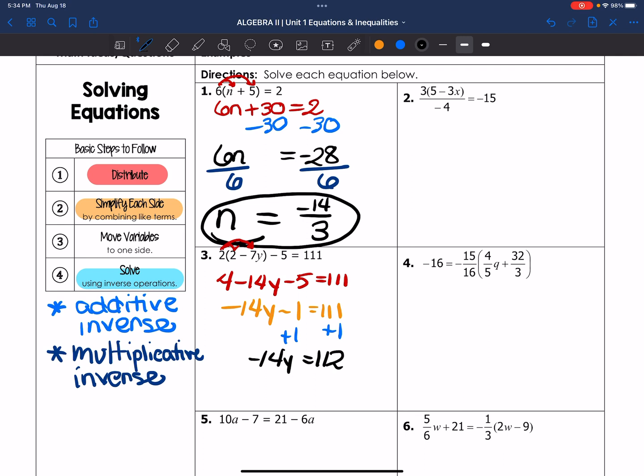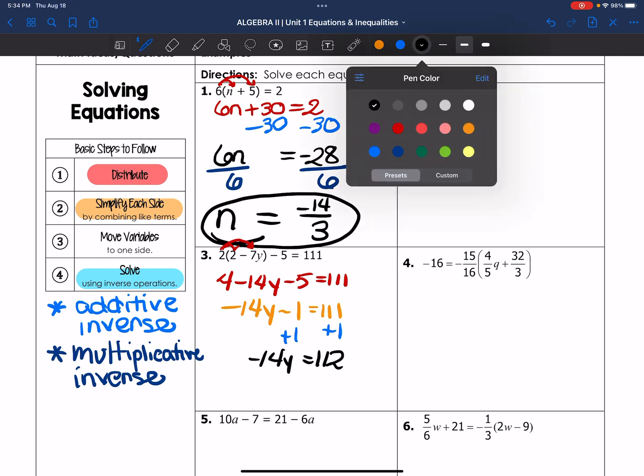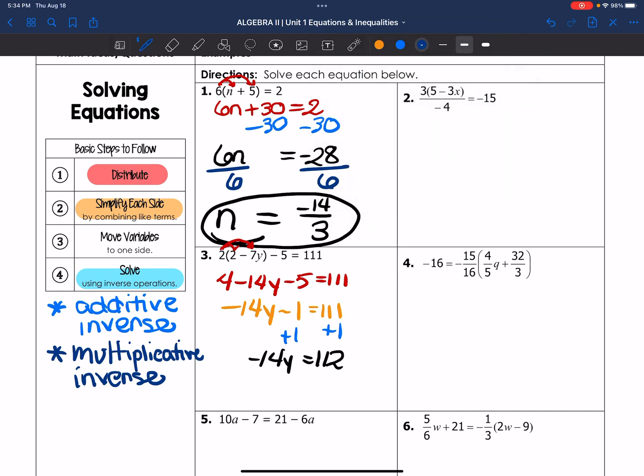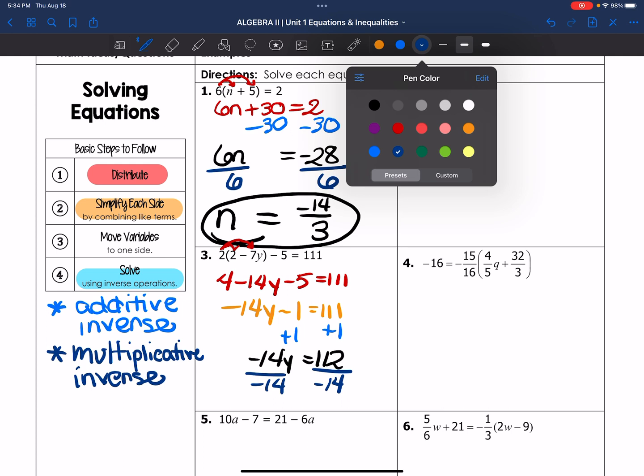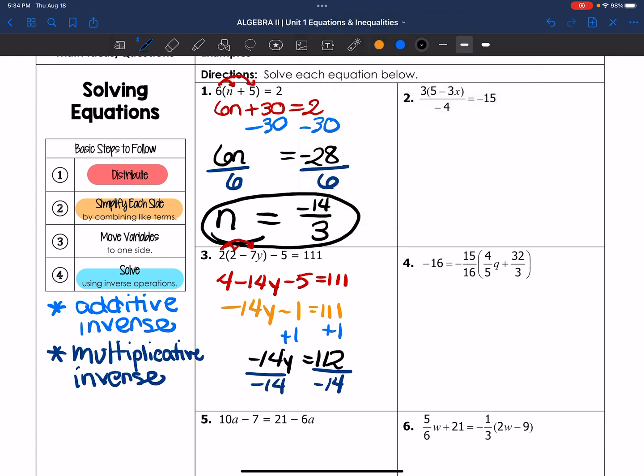And then last of all is that multiplicative inverse, so that we can get y isolated. That means instead of multiplying y with a negative 14, we need to divide. And whatever we do on one side, we do to the other. When we divide a 112 by a negative 14, you might need to grab your calculator to do that. What is that going to give you guys? What is 112 divided by a negative 14? That's going to be our value of y. What does that equal? All right, well, you should have had a negative 8 as your result.